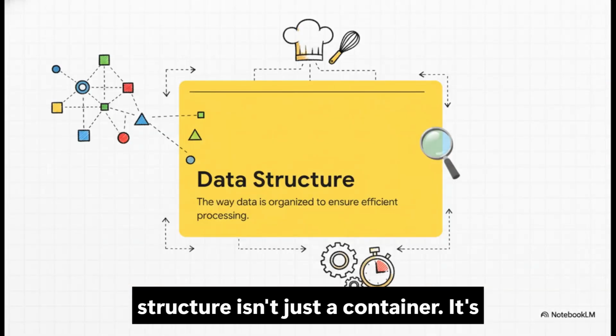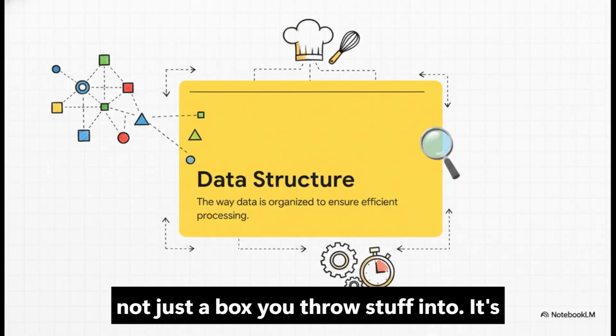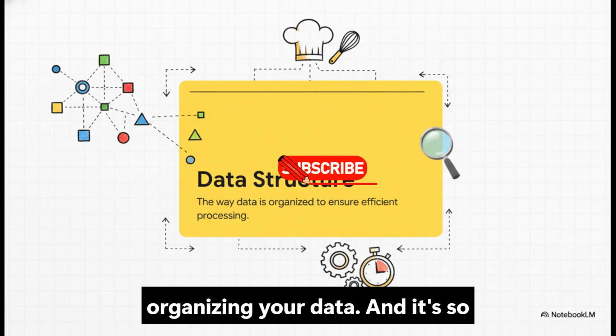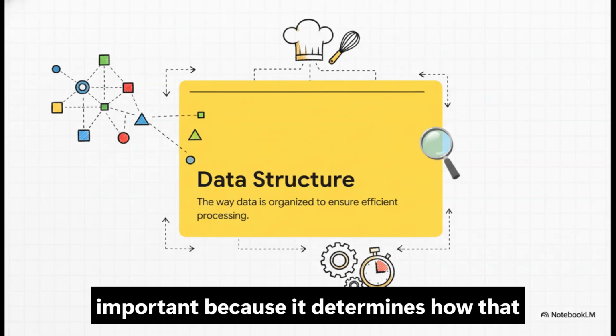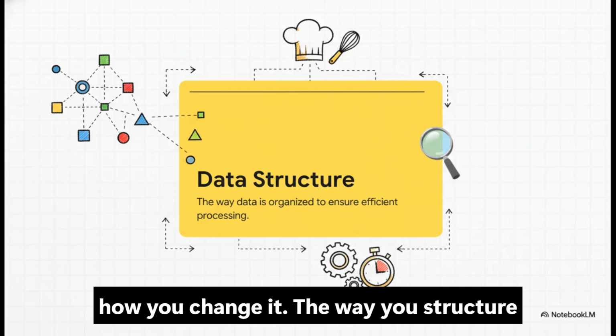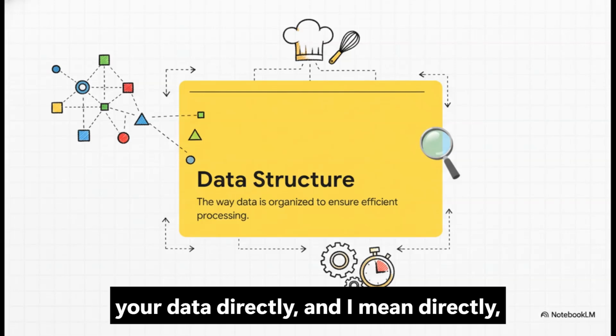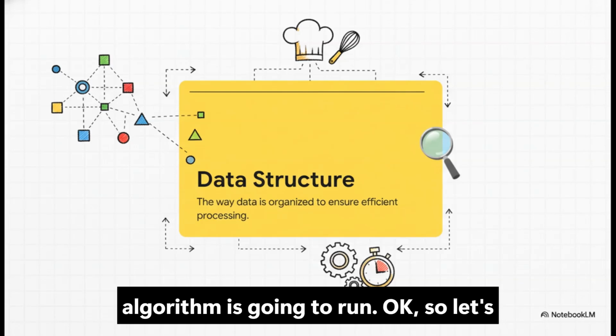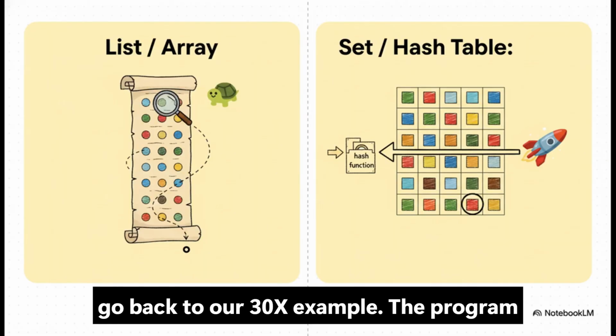See, a data structure isn't just a container. It's not just a box you throw stuff into. It's a method. It's a specific way of organizing your data. And it's so important because it determines how that data gets stored, how you access it, and how you change it. The way you structure your data directly impacts how efficiently your recipe, your algorithm, is going to run.